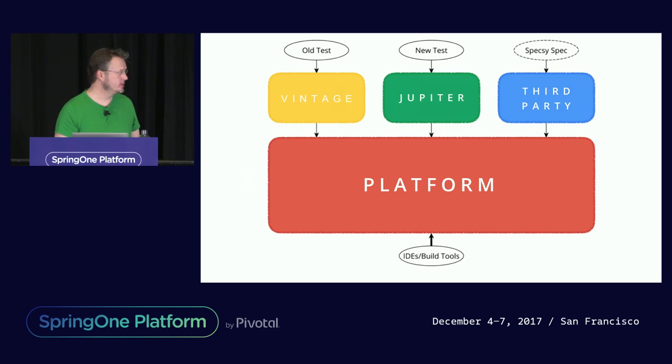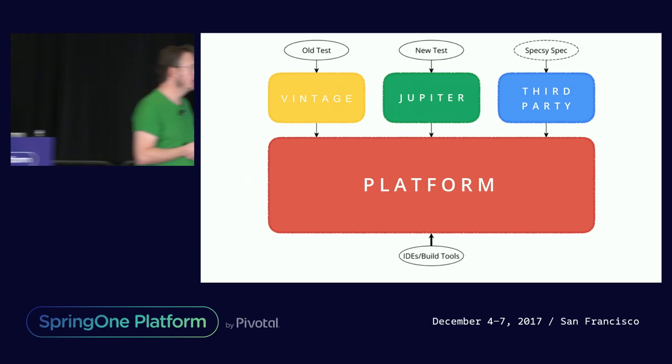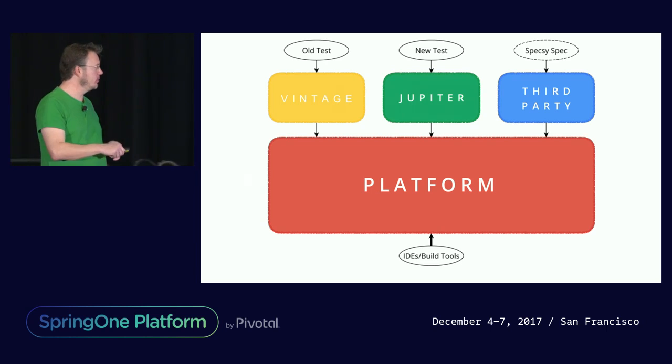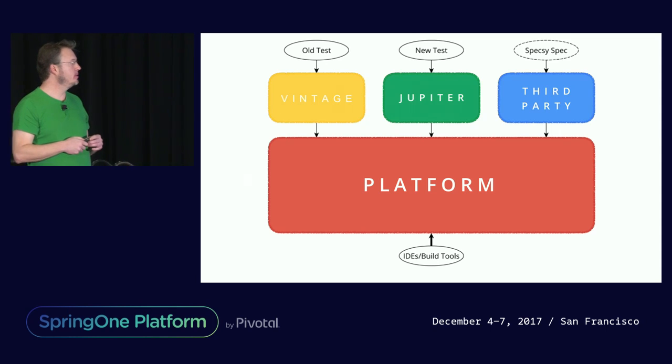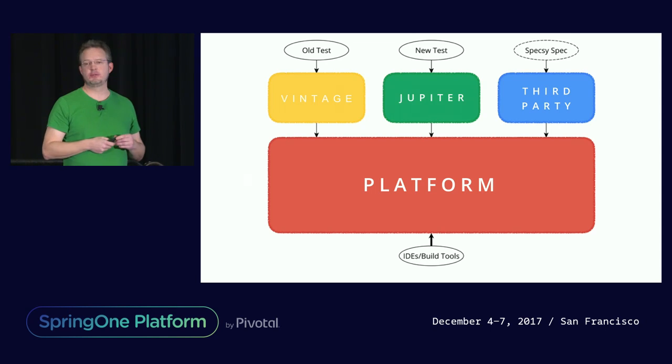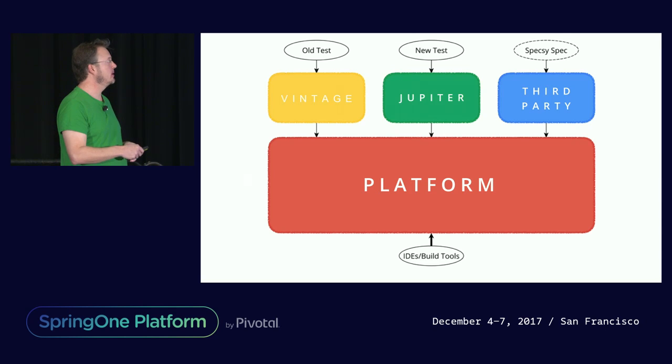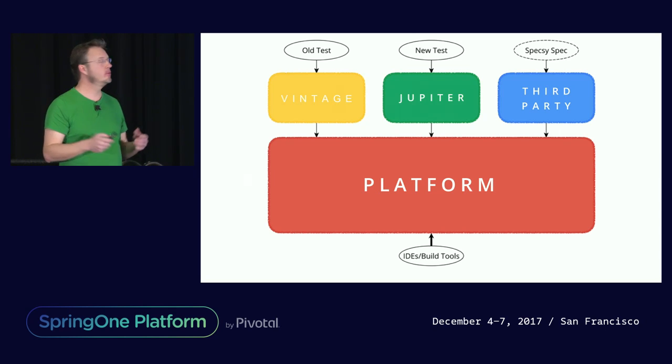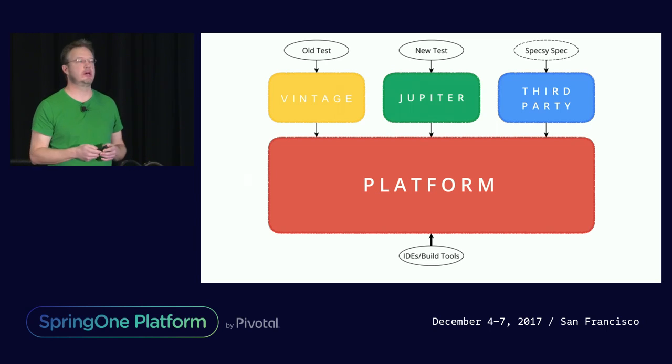So the big picture, here we have it in the middle, the platform, right, the big section in the middle. And then below that, we have IDEs and build tools that are interacting directly with the platform, but not directly with the engines. And then we can have one or more engines that are registered. So for example, you could have the vintage support there to run JUnit 4, Jupiter to run new stuff, or something like this Spexy framework that I mentioned, any other third parties that can all tie into that.